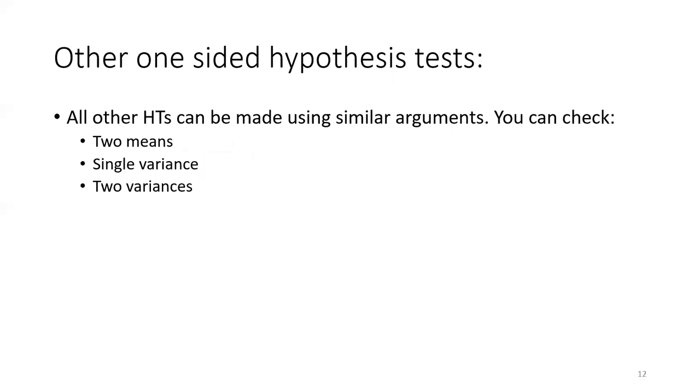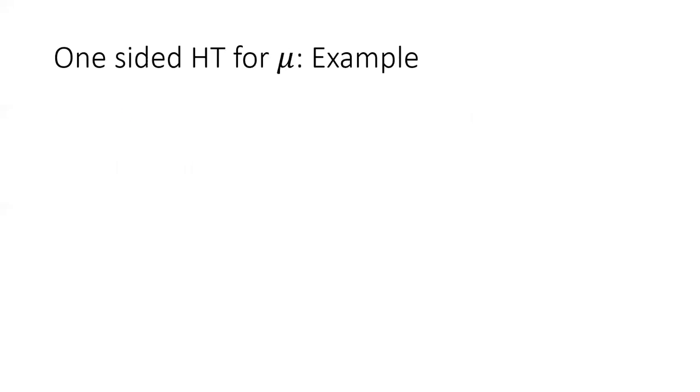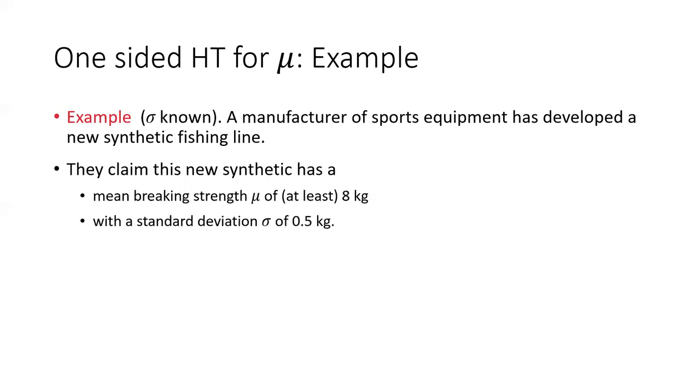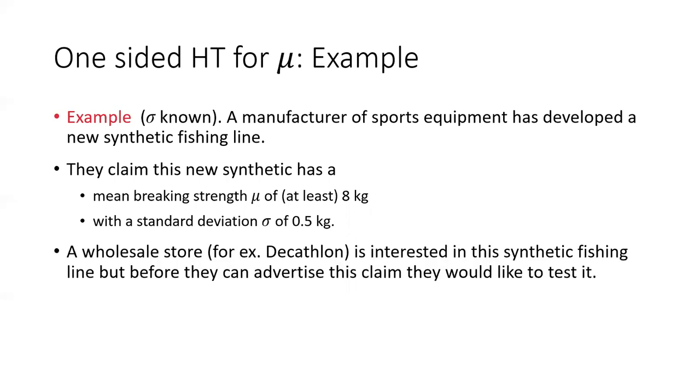All other hypothesis tests can be made using similar arguments. You can just check the two means, the single variance, which we will make in a minute, and two variances cases. So let's make an example here. First, we'll deal with the case where we know sigma. A manufacturer of sports equipment has developed a new synthetic fishing line, and they claim that this new synthetic line has a mean breaking strength of at least 8 kilograms, with a standard deviation of 0.5 kilograms.